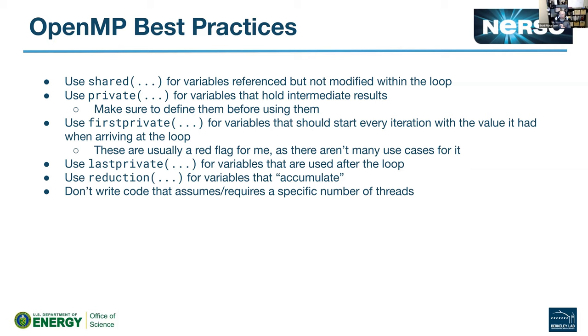And that's not particularly nice to your users who think, well, if I just change the OMP_NUM_THREADS environment variable when I run it from 8 to 16, it should go twice as fast, right? Well, if you wrote code that assumed that it was always going to be run with 8 threads, now that's not going to work. So it's usually best practice to not assume that you're going to be running in parallel, let alone how many threads you're going to have.